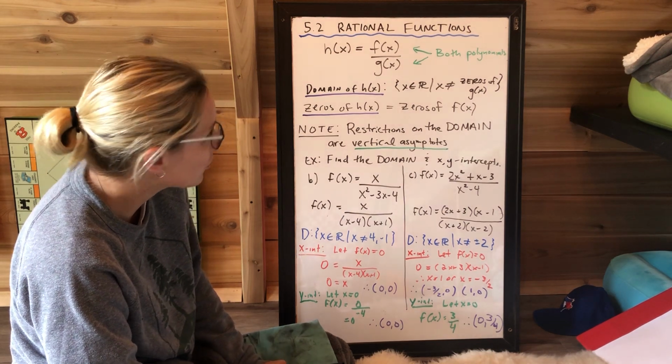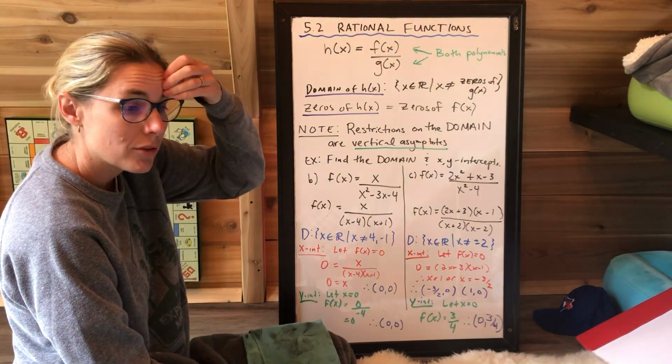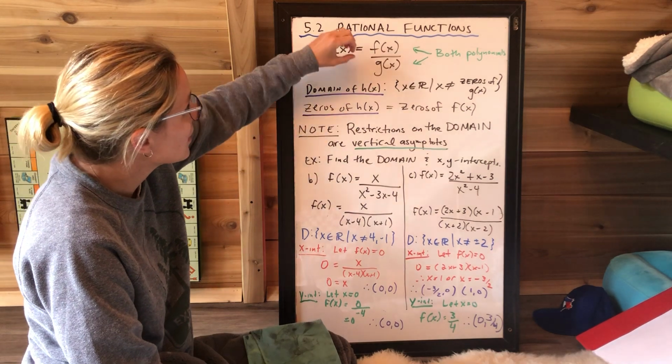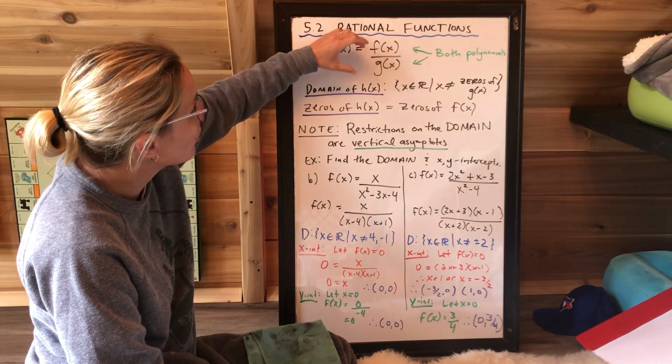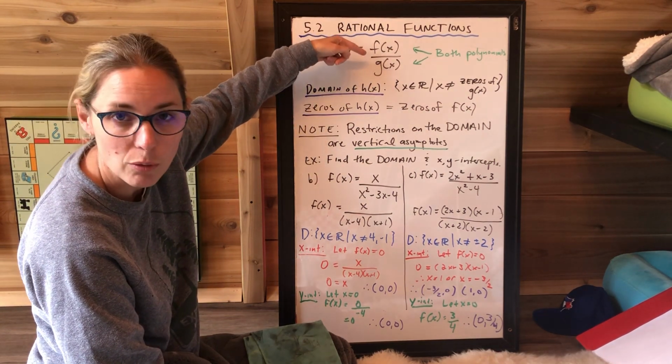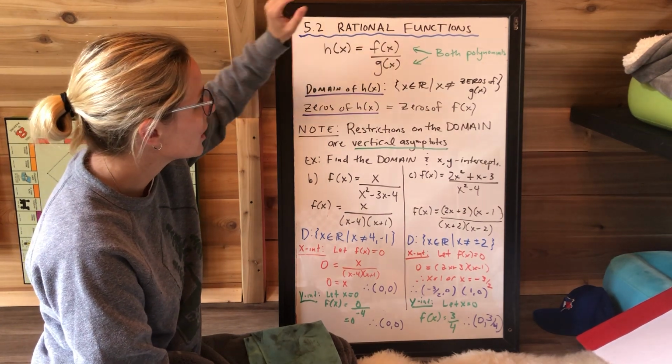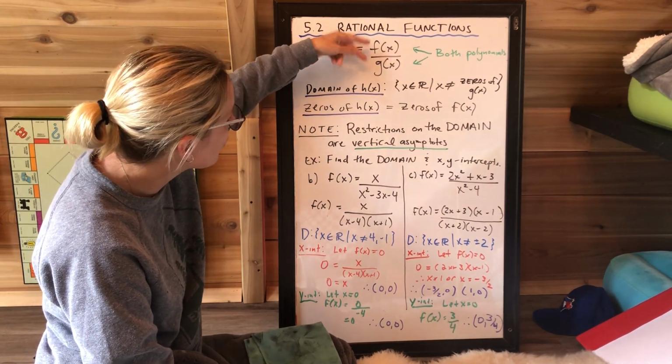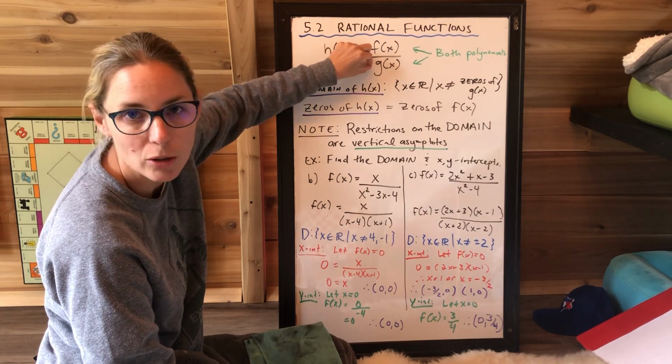Okay, so 5.2 is called rational functions. We've talked about rationals many times, the idea that a rational number is just something that can be written in fraction form. Well, a rational function is the same idea. It's in fraction form, but it's a polynomial on top of a polynomial.